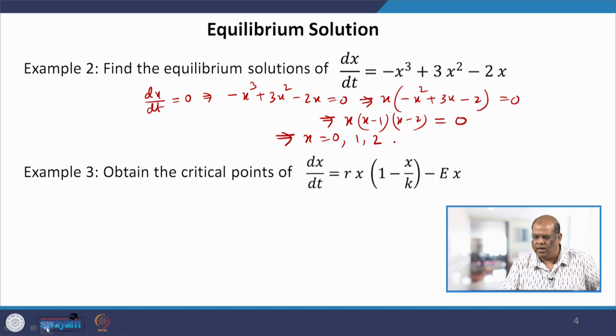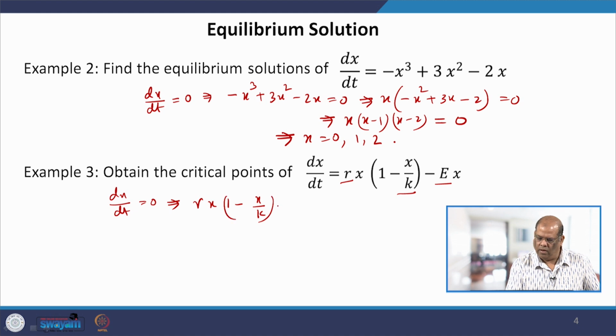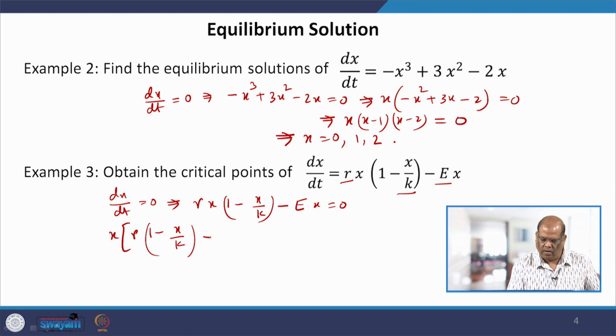Let us take an example where there are no numericals, but we have the parameters like r, k, E, these are the parameters here. So, to obtain the critical point of this particular equation, it is the same. We now put dx/dt equal to 0, which will imply r x (1 minus x/k) minus E x equal to 0. So, x will come out and you are left with r into (1 minus x/k) minus E equal to 0.